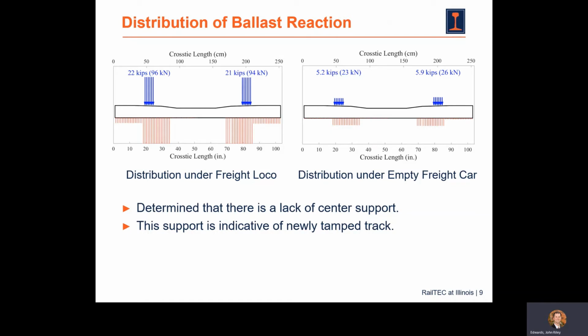And this was indicative of a location where we had seen very good support, newly tamped track, and the loads being passed generally vertically straight from the rail seat down to the rail seat support beneath the tie.